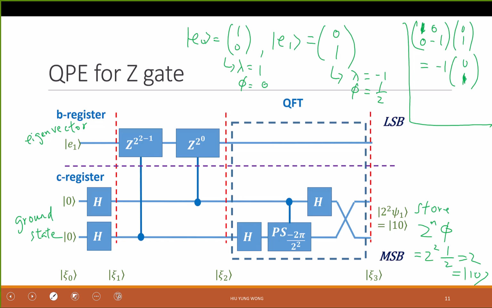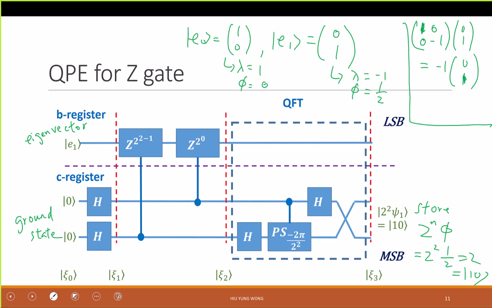Very good. C tensor something. But tensor how many times? Tensor by 2 to the power 2 minus 1 times. 2 minus 1 is 1. 2 to the power 1 is 2. So it's just a Z squared. So it's just C tensor C. Here it is just C itself, because 2 to the power 0 is 1. So do it 1 time, right?